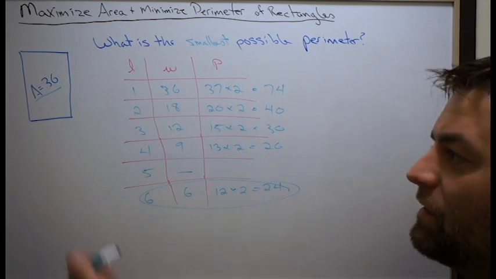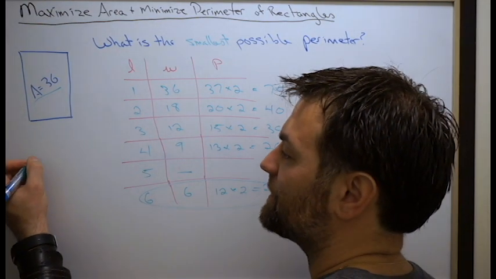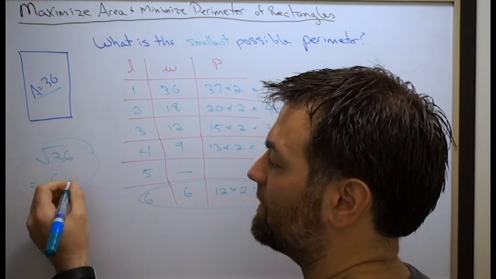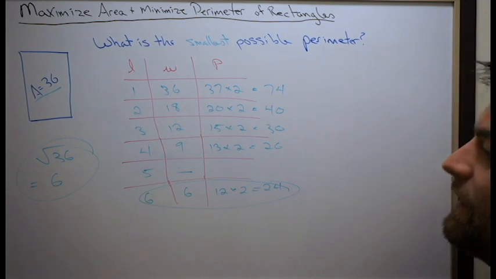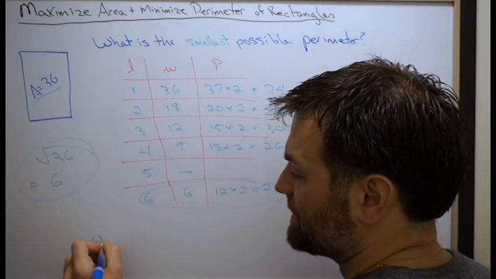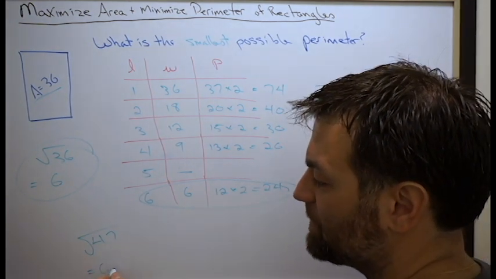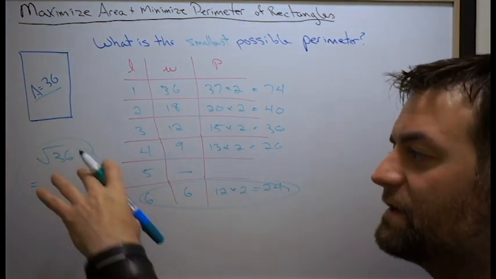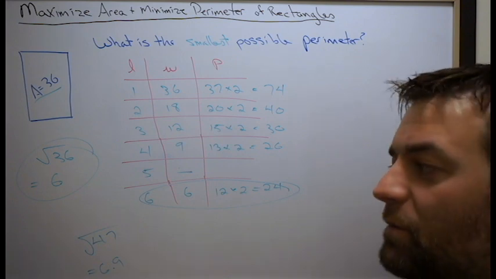And how do you do that? Well, the square root of the area is going to give you that answer. The square root of 36 is 6. That will be the dimensions of the minimum perimeter. You can do any number. If you had an area of 47, then you would just take the square root of 47 and you would get about 6.9 or so. You can get even decimal numbers as well, but you're just taking the square root of that area to find the dimensions that will minimize perimeter.